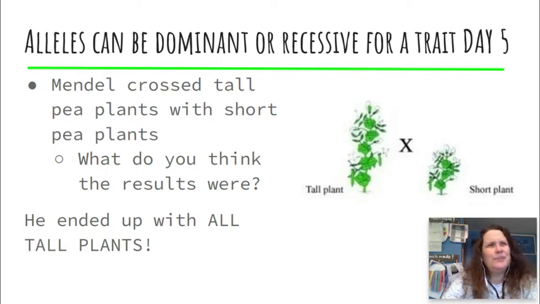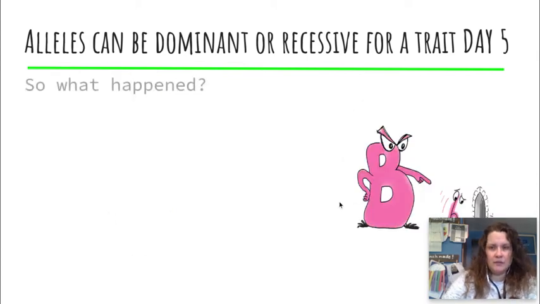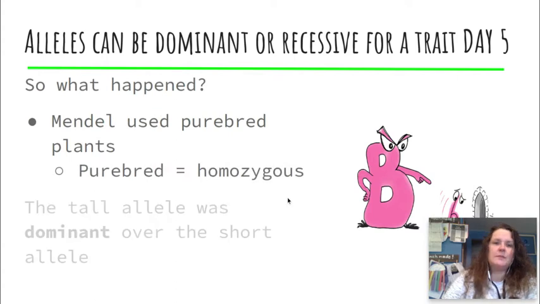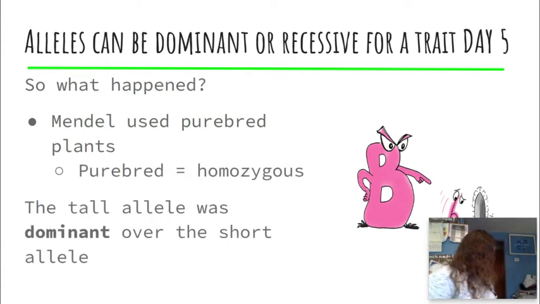So he thought, that's weird. How come when I breed the tall plants with short plants, why is it only giving me tall plants? Why isn't it medium? Where'd the short come from? So again, he did further and did more studies. So what happened for him to get that?